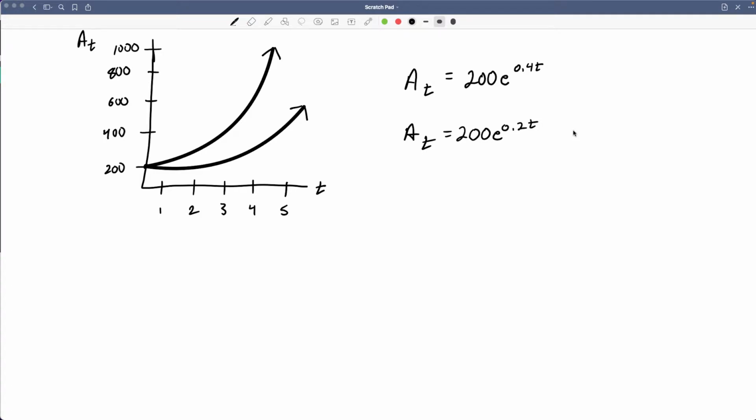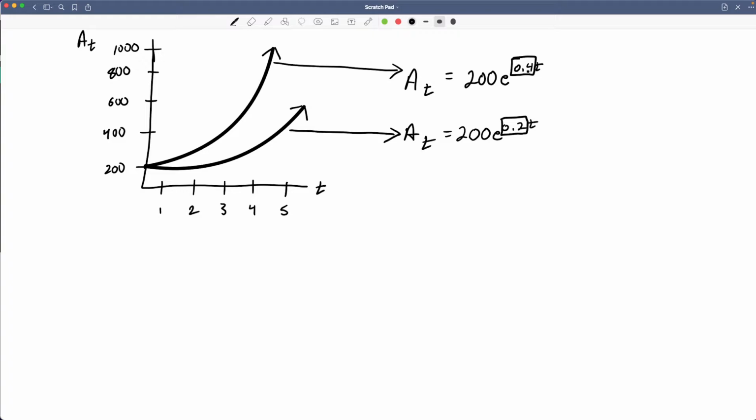Now, if you said that you thought the top function was 0.4t because that exponent is bigger than this one, and this one is smaller, it's a smaller rate of increase, so the exponent must be smaller, then you would be correct. That's exactly what's going on here. This is an illustration of this function, and this line here is an illustration of that function. And it is directly because the exponent right here is different.